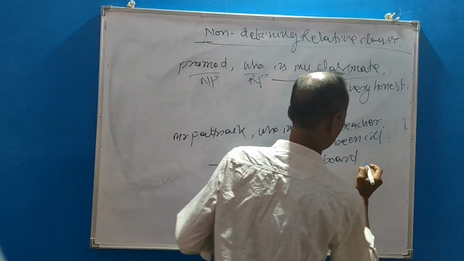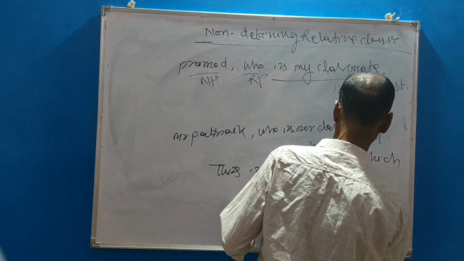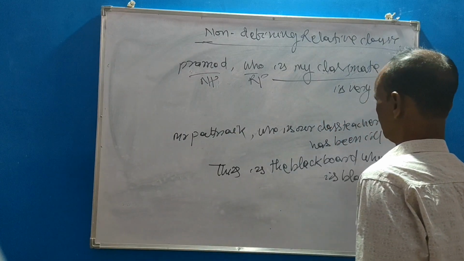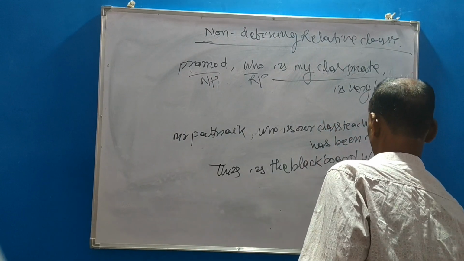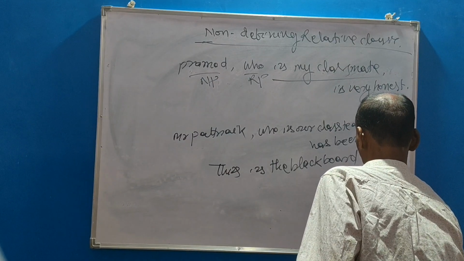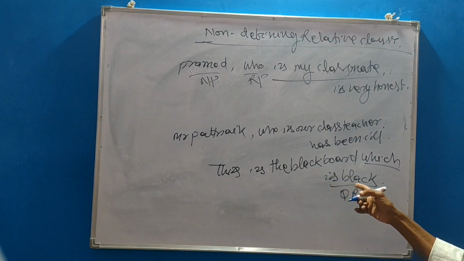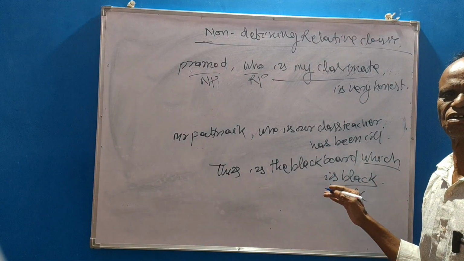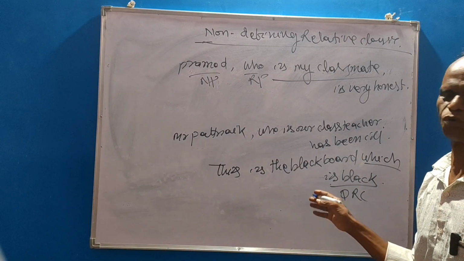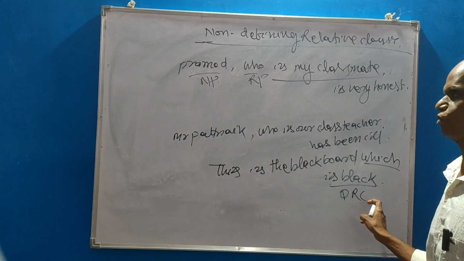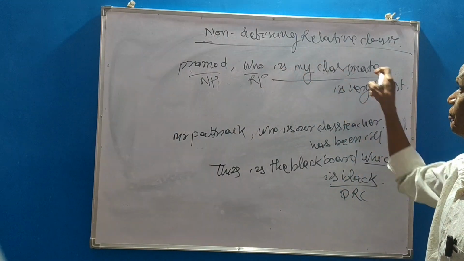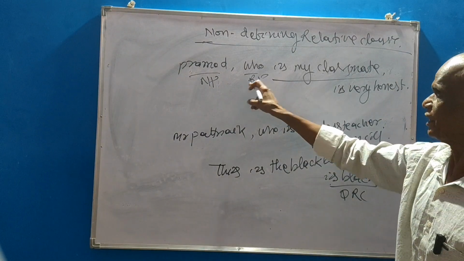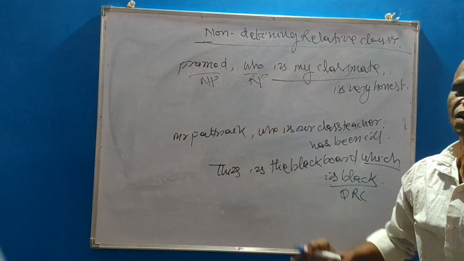Which is black. Okay. Which is black? Defining relative clause. Because in a defining relative clause, commas are not used. No comma is used in a defining relative clause. But a comma is used in a non-defining clause. Okay? It is separated from the noun phrase by a comma.